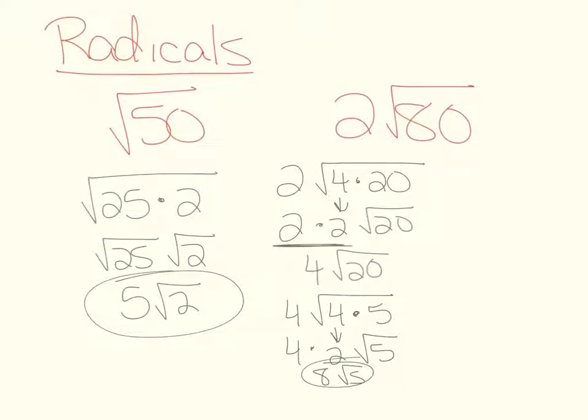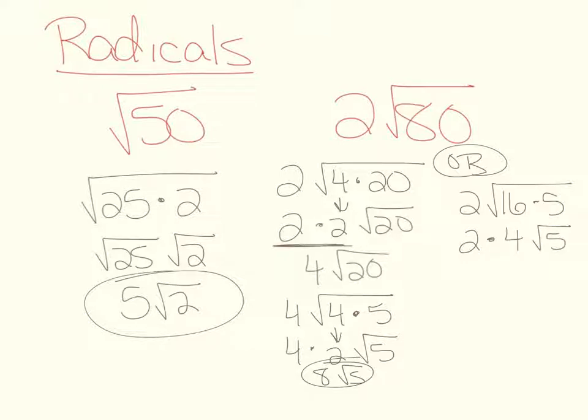Okay? Now, could we have done that a little quicker? Well, there's a bigger perfect square than 4. 16 divides 80, and it's 16 times 5. 16 times 5 is 80. So this 2 is already out here. The square root of 16 is 4. The square root of 5 we can't do anything with. 4 times 2 is 8. 8 root 5. Guess what? We got the exact same answer. It just took us a little less time to get there.